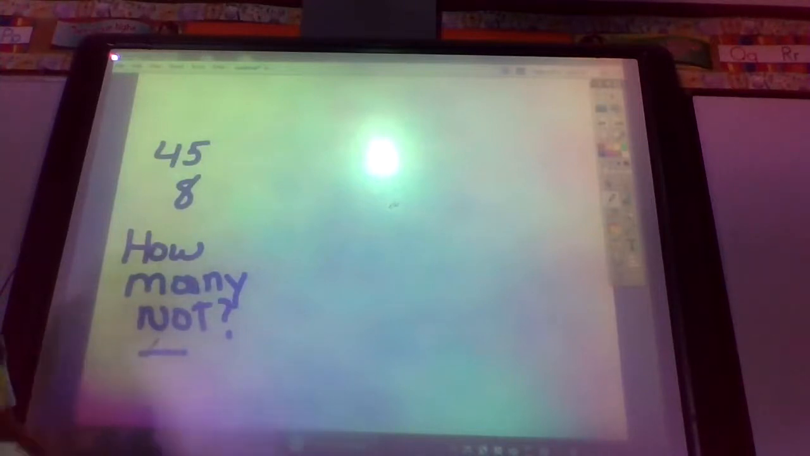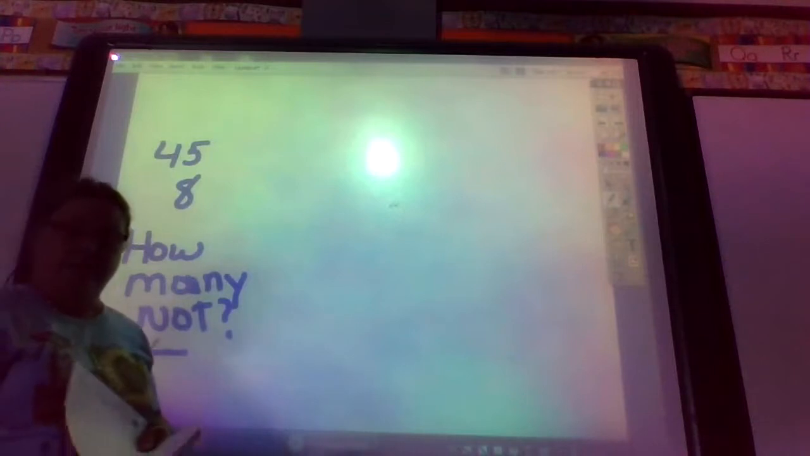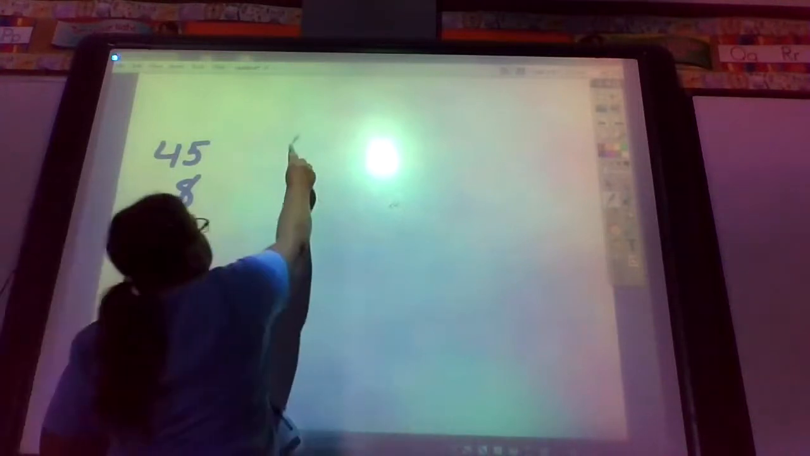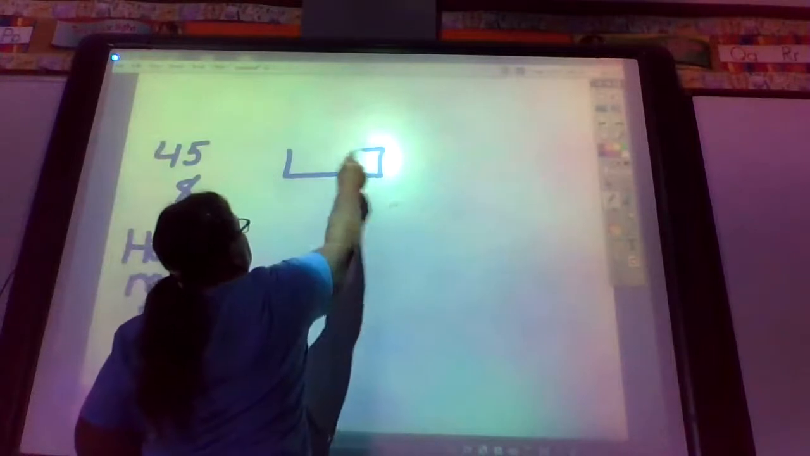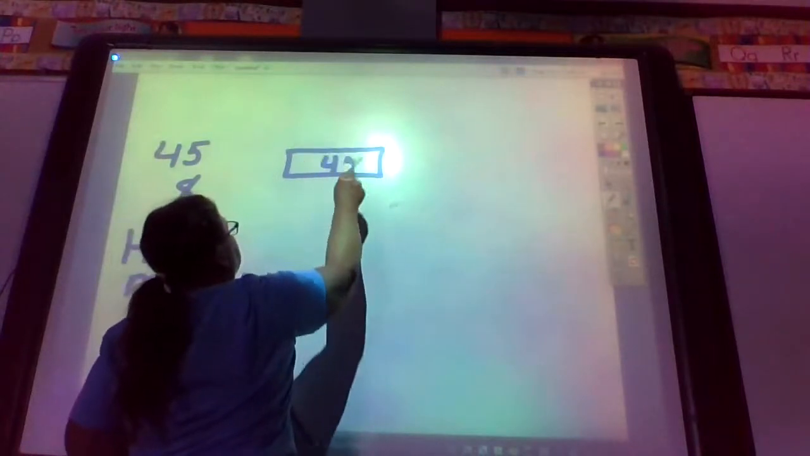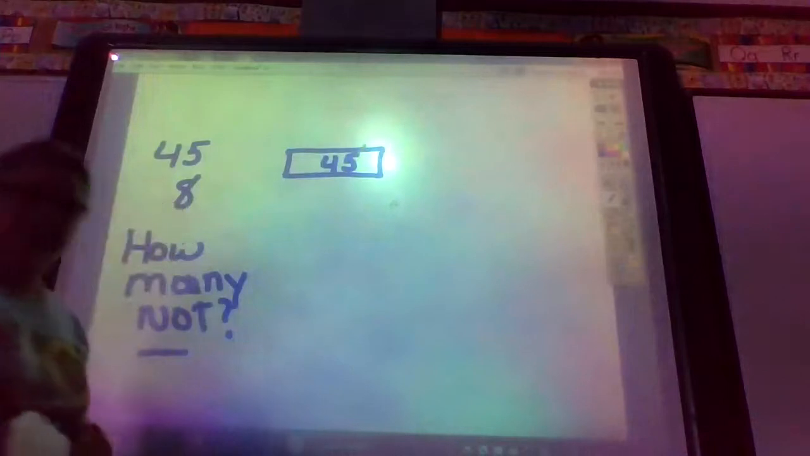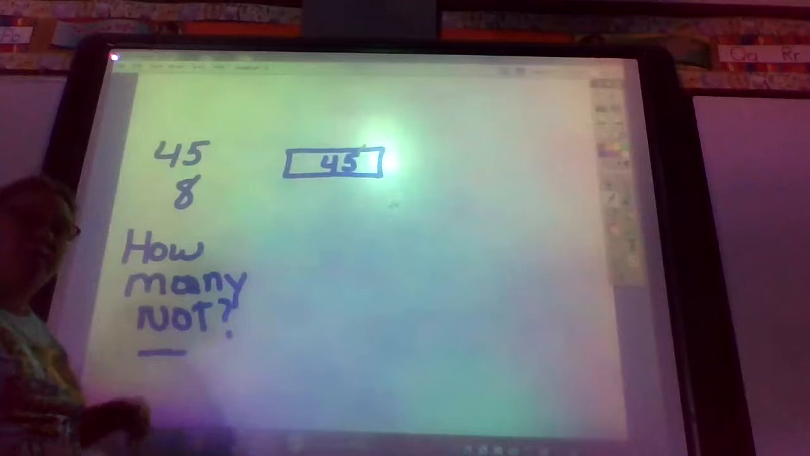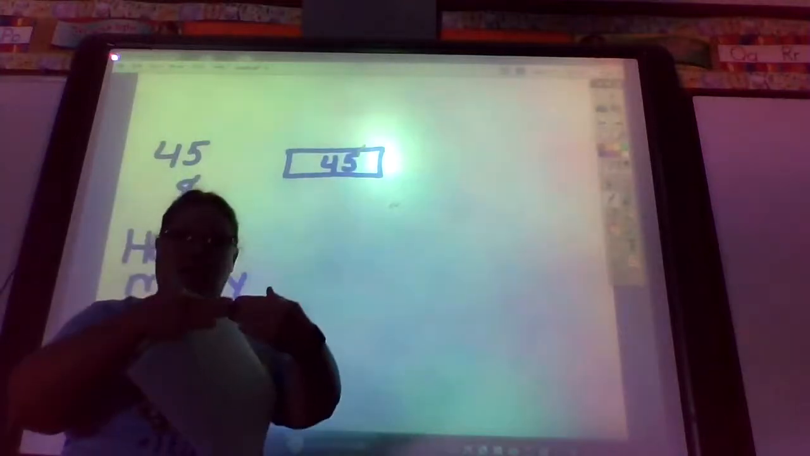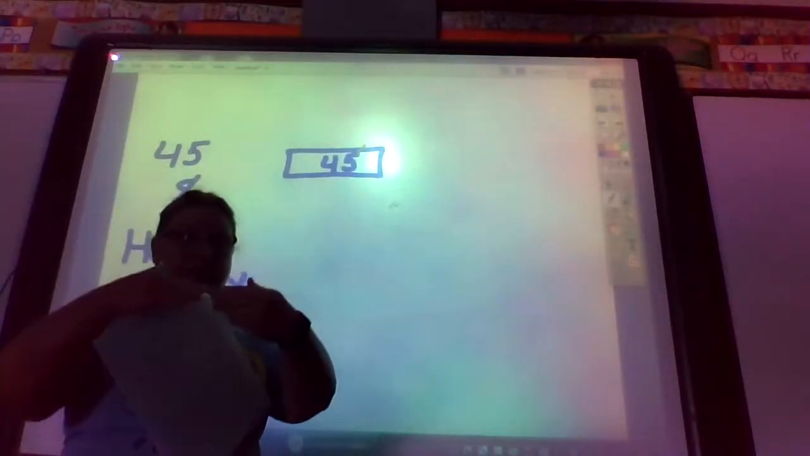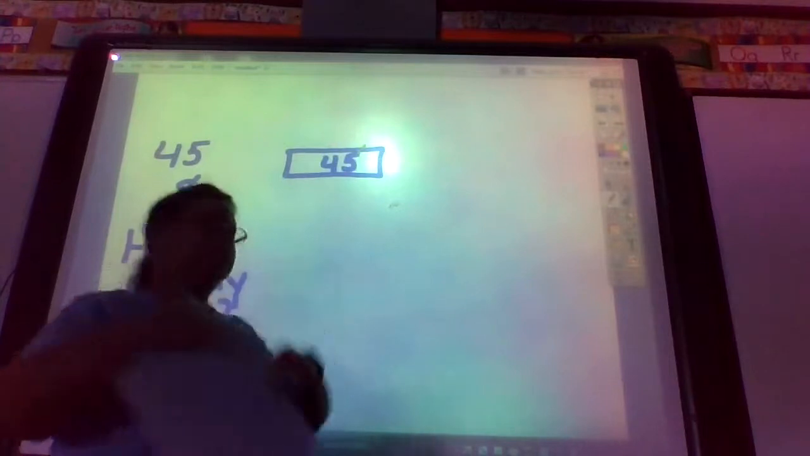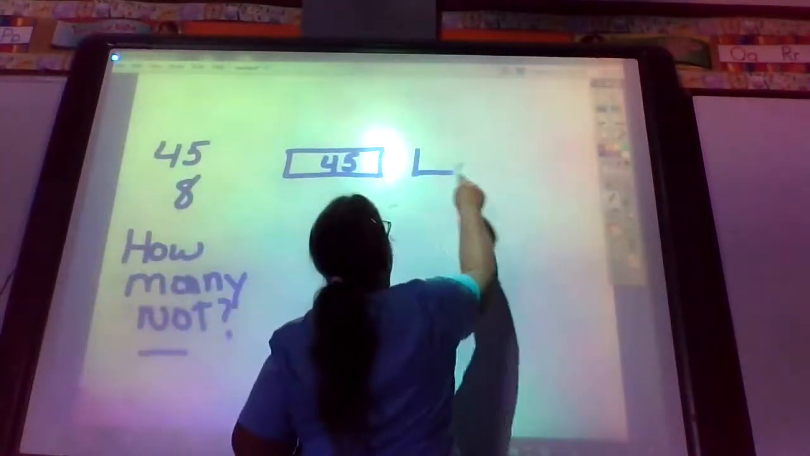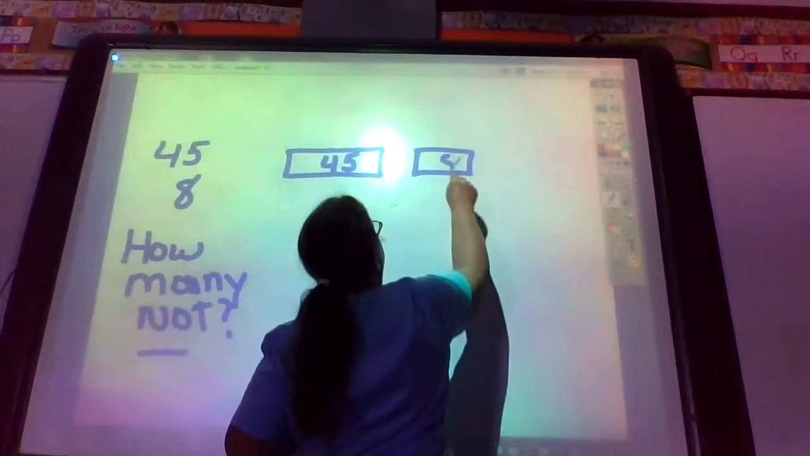Okay, so now I'm ready to solve my problem. I'm going to solve this with a tape diagram like we did yesterday. We're going to make our tape diagram. So, my first piece of tape has 45 in it. Those are my 45 pencils. Well, it's telling me I'm going to subtract. So when I subtract, my tape does not touch. We have to keep it separate. So I'm going to draw another piece of tape, and that's going to be 8.